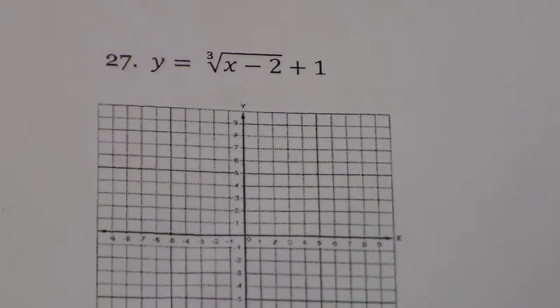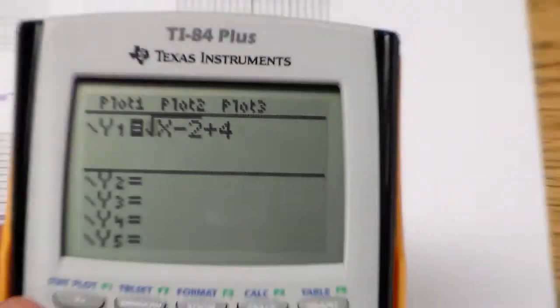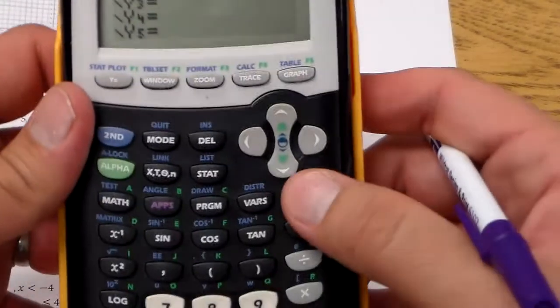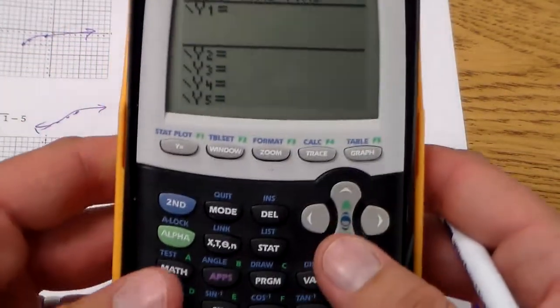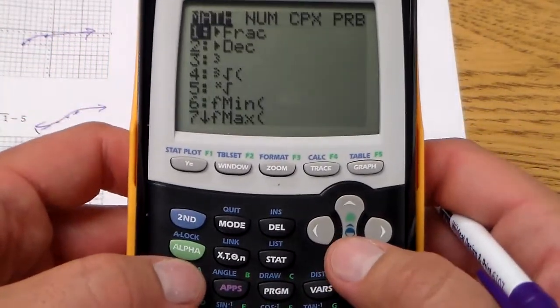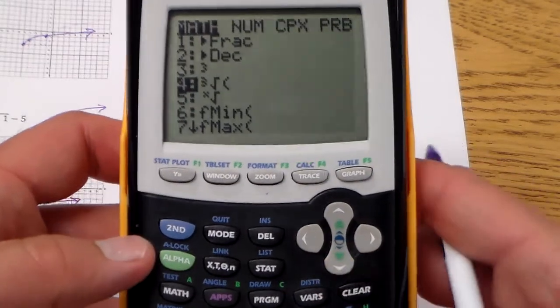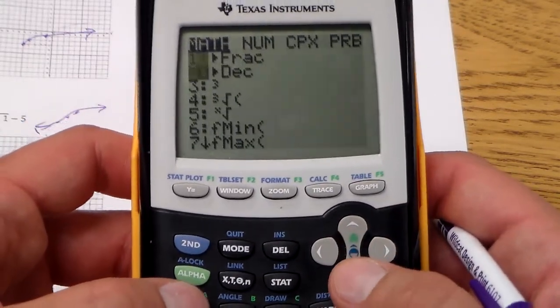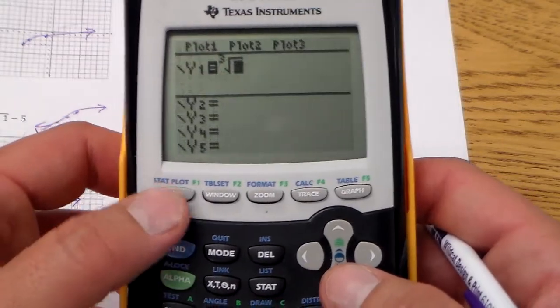Okay, so then 27 we'll do on our calculator to show you how to do that. So let's zoom out a little bit there. So on the calculator, there we go, that's a bit better. So I'm going to clear my graph, pushing the clear button. And then there is a cube root. So you go to the math button, you go down to cube root, option 4 is cube root, beautiful.